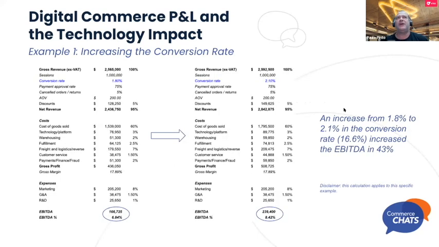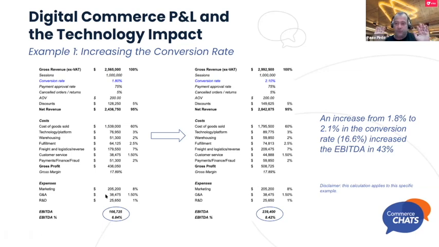So the first example, let's say we increase the conversion rate, right? Let's say the conversion rate goes from 1.8 to 2.1. It's not a huge jump here, right? It's a 16% increase in the conversion rate, but your bottom line, you jump from 166 to 239, for example. So it's a 43% increase here, from increasing 16%. And why is that? Your costs move with your revenue, but the expenses, they're about the same. They remain the same, right?